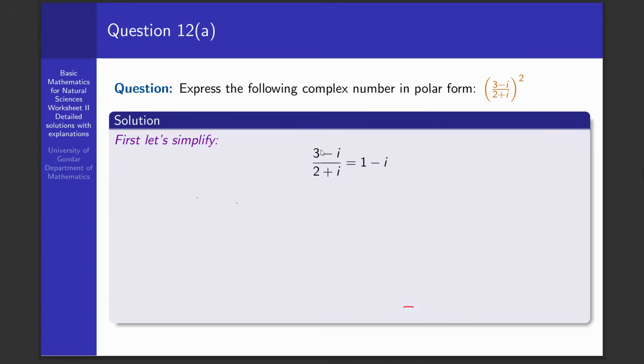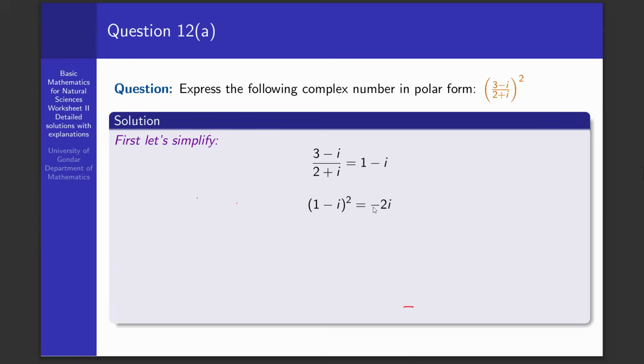Then when we simplify this one, that is 3 minus i over 2 plus i, when we multiply both numerator and denominator by the complex conjugate of 2 plus i, that is 2 minus i, we have 1 minus i. Then when we square it, the square of 1 minus i is equal to minus 2i. So let's write this one into polar form.